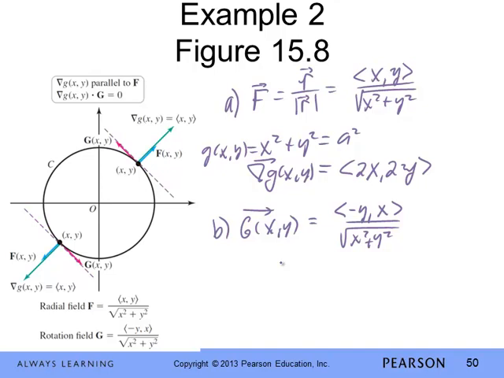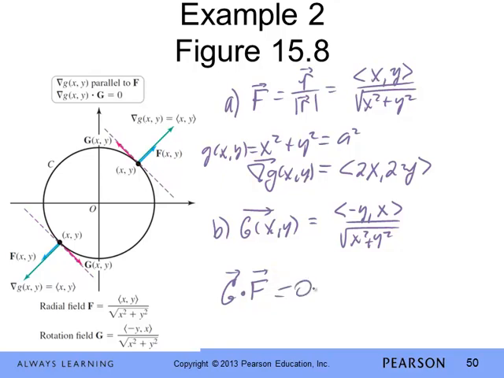Well, just by taking the dot product of F. So we know vector field F is orthogonal to the circle. Does that make sense? So what happens if you take big G dotted with big F? Never mind the 1 over square root of x squared plus y squared. You get negative y times x plus x times y. And you get 0.